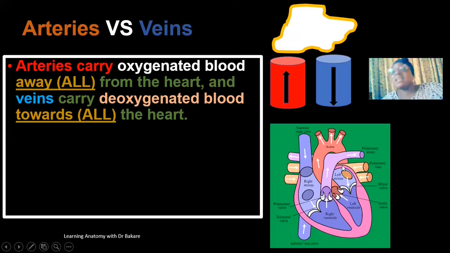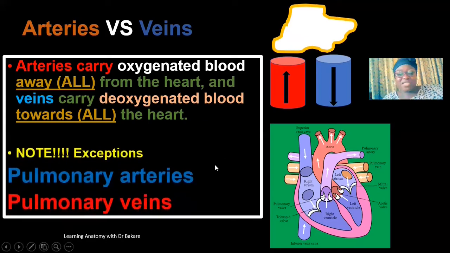And there are exceptions to this, and these exceptions include the pulmonary arteries and the pulmonary veins. So we know that all arteries in the body carry oxygenated blood except the pulmonary artery, and also all veins in the body carry deoxygenated blood except the pulmonary vein. So this is where the exception is established. Let's look through these. Let's use this image down here.